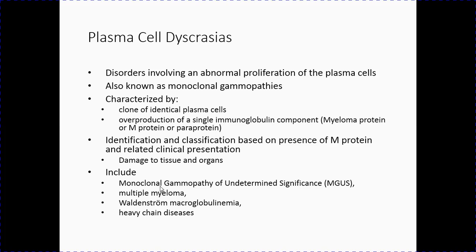So remember, when we have mutations of cells, those cell lines can live on by cloning themselves. They're just going to divide and clone, clone and clone and clone, divide and divide and divide, and we end up with identical plasma cells that all have this malignant characteristic. And so again, the plasma cell dyscrasias are characterized by cloning of identical plasma cells and by, as I said, overproduction of a single immunoglobulin component.